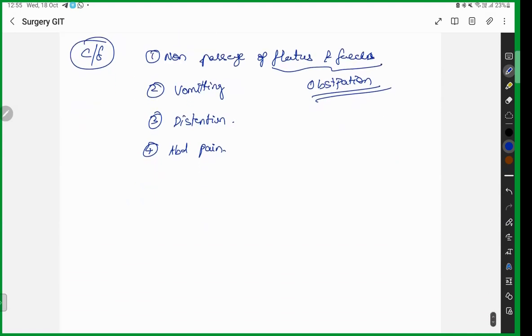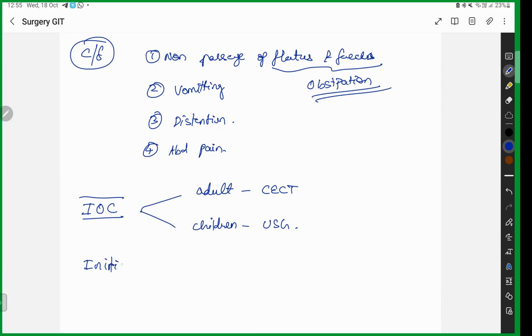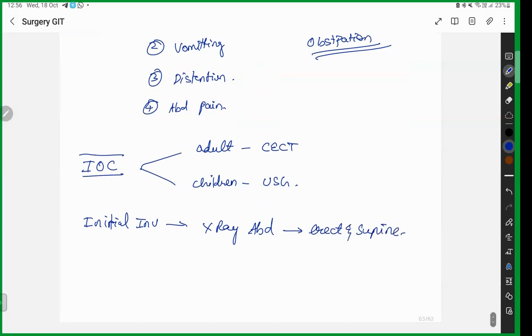Now we are moving on to the investigation. Remember, the investigation of choice in adults is going to be CECT, whereas in children it is going to be USG. But remember another important thing: what is the initial investigation? The initial investigation need not be the investigation of choice. The initial investigation, when the patient comes to you, is X-ray abdomen. You're going to take an X-ray abdomen, erect or supine. Basically, erect and supine you can take. So what is the investigation of choice in adults?